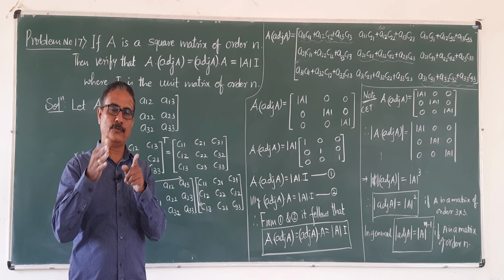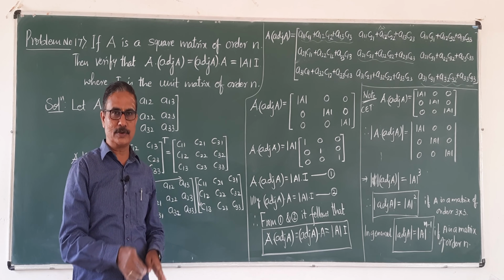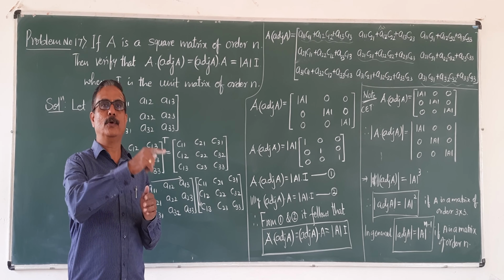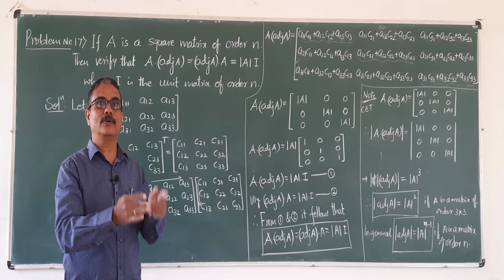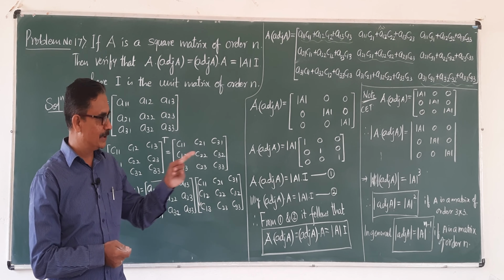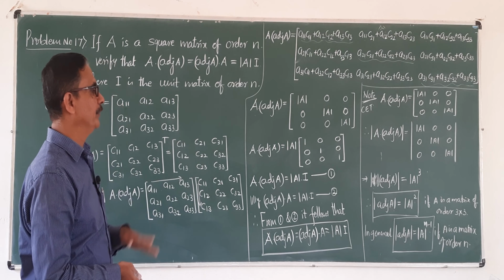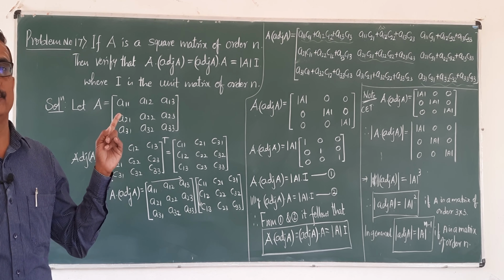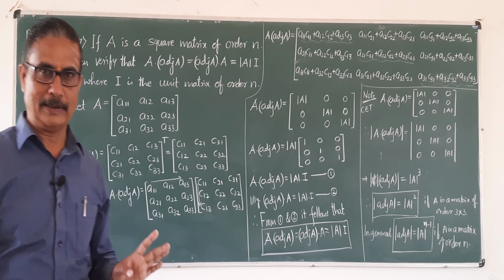If the given matrix is of order 3 cross 3, put n is equal to 3, that is determinant of A to the power of 3 minus 1, that is determinant of A to the power of 2. In general, determinant of adjoint of A is equal to determinant of A to the power of n minus 1.